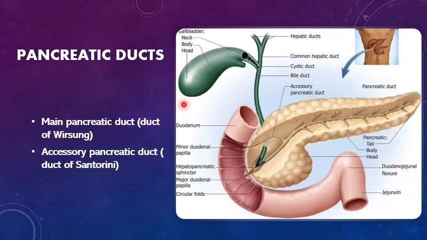So now we'll talk about the pancreatic ducts. There are two. One is the main pancreatic duct, which is called the duct of Wirsung, and there is an accessory pancreatic duct called the duct of Santorini. This one is the accessory duct of Santorini, and this is the main pancreatic duct of Wirsung.